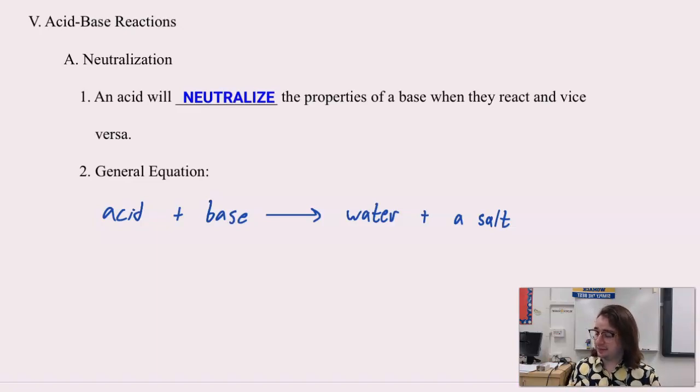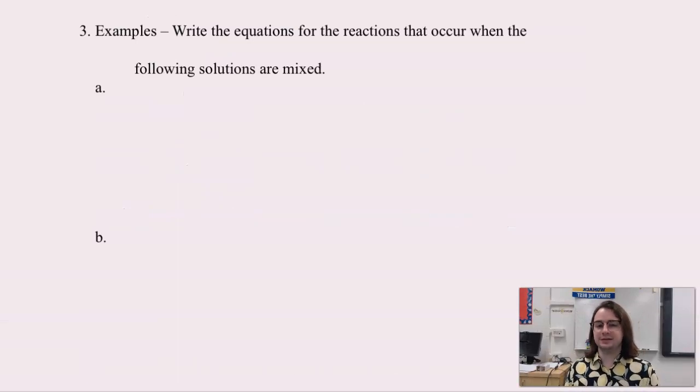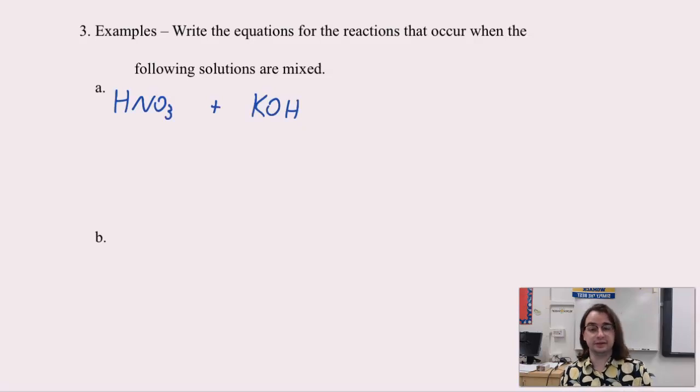So let's look at a couple examples and we'll see how this works. I'm going to do one with you, and then I'm going to let you tackle a couple on your own. So let's look at a reaction between nitric acid and potassium hydroxide. See if you can take a second in this next section where it says examples, and write out what nitric acid is and what potassium hydroxide are. If you have to pause and do so, make sure that you do so.